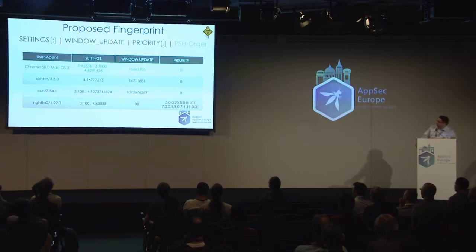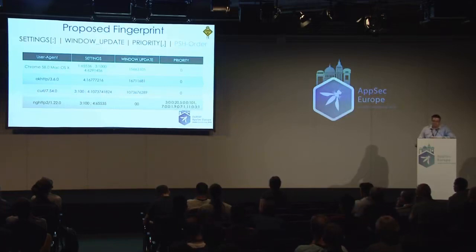So this is all we've got up until now. We have three elements: we have the settings frame, we have the Window Update frame, and we have the priority frames, which we collect if the client actually sends them. And you would see we can already distinguish between Chrome and an OkHttp library, and Curl version 7.54, which is the version that supports H2, and nghttp, and that was really cool.